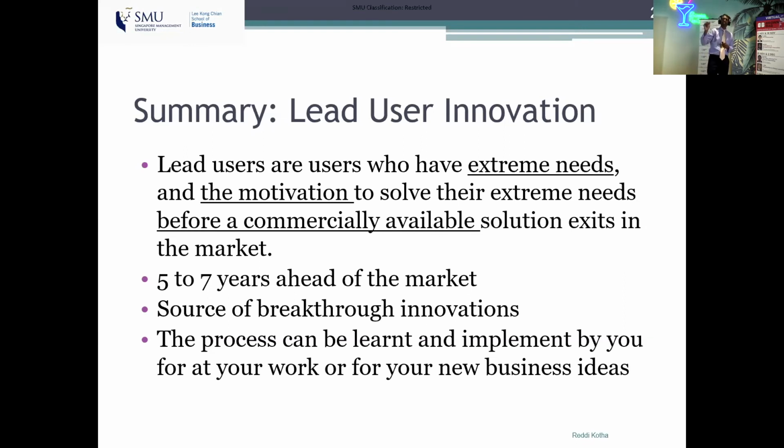Lead users have extreme needs and the motivation to solve their extreme needs before a commercially available solution exists in the market. They have extreme needs, the motivation, and before a commercially available solution, right? So they come up with a solution. If you can identify people like this and look at their solutions, you found lead users, right? Now, they're 5 to 7 years ahead of the market typically because there's nothing commercially available. They have to, by definition, be ahead of the market, right?